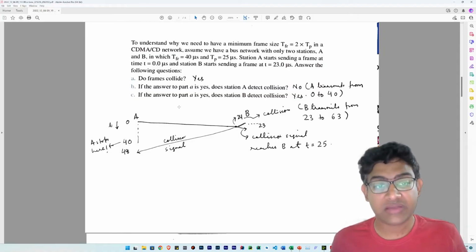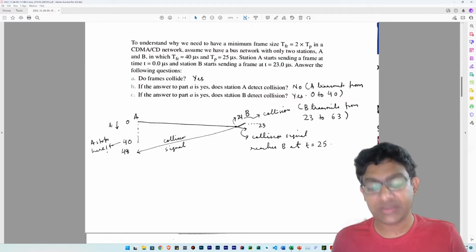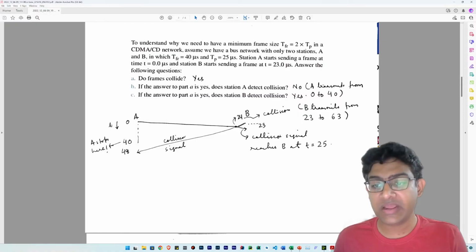Okay, if the answer to part A is yes, which it is, does station B detect the collision? Yes, station B is going to get the collision because station B starts to transmit at 23 and it will be transmitting until 63. Why? Because the frame transmission time is 40. So it starts at 23, so it will be transmitting until 63.